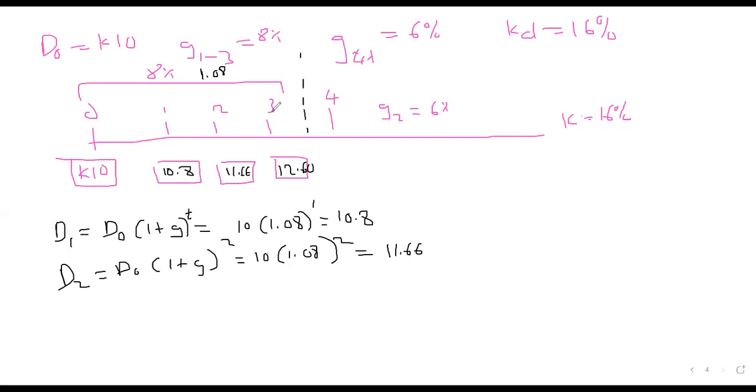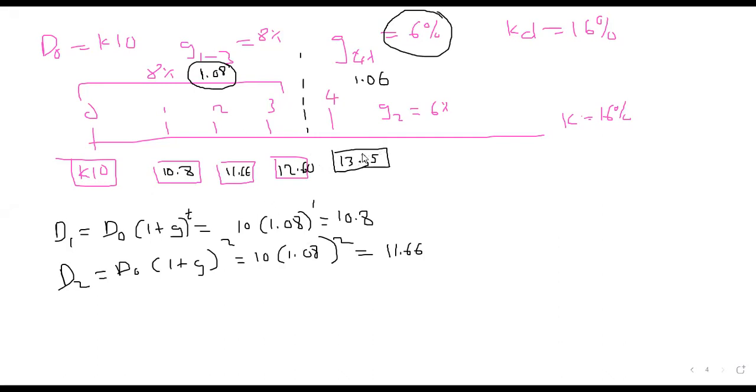Now from year 3 to year 4, the phase has changed. So this growth rate is what? 6%. So we're no longer multiplying by 1.08. Instead, we're going to multiply by 1.0 what? The growth rate is 6%, so I'm multiplying by 1.06, isn't it? Yes. Times 1.06, so this is 13.35.